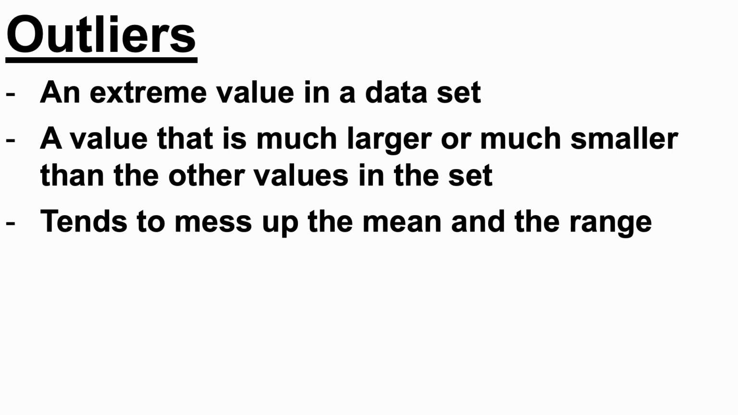If we're looking at the numbers 1, 2, 3, 4, 5, an outlier would be like if I added the number 500 to that data set. That is a value much larger than the rest of the numbers in the data set. An outlier can be much larger or much smaller than the other values in the set, and this tends to really mess up the mean and the range.